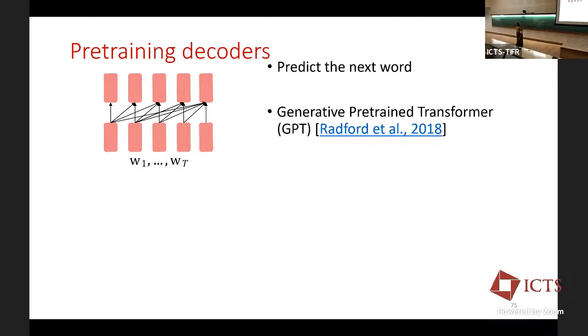So for example, this is the decoder-based model. For example, OpenAI's GPT is a decoder-based model. And it is trained on the task of predicting the next.